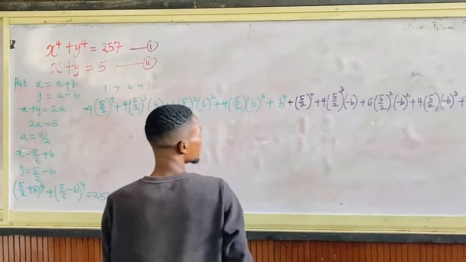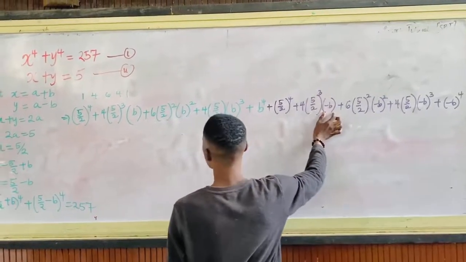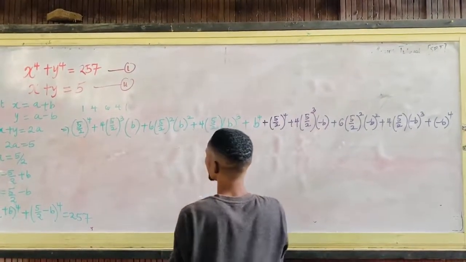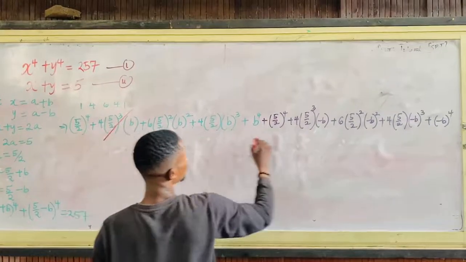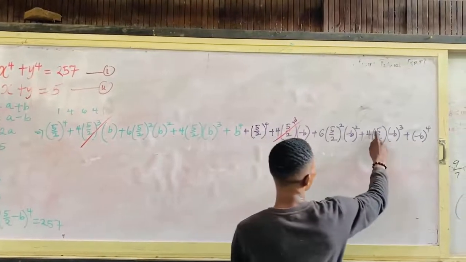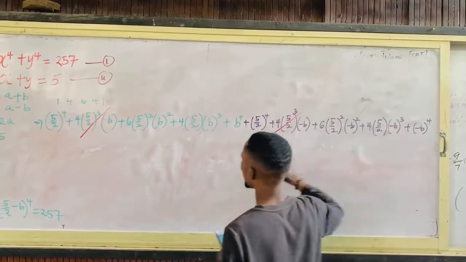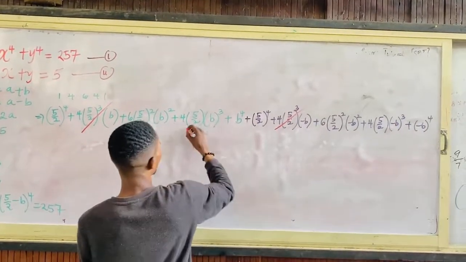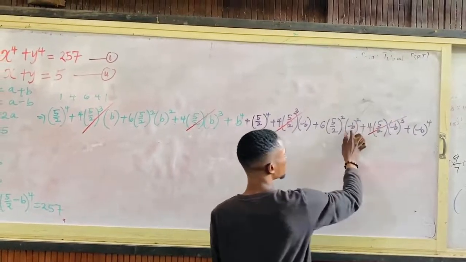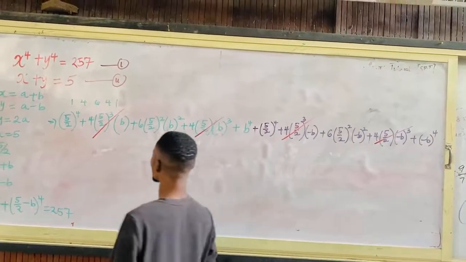Now this is 4 into bracket 5 over 2 raised to the power 3 and minus b, and here we have 4 into bracket 5 over 2 raised to the power 3 b. So this cancels out. Also we have 4 into bracket 5 over 2 times minus b raised to the power 3, and here there is b raised to the power 3. Cancel out. So this is minus b raised to the power 2, which is b raised to the power 2. And minus b raised to the power 4 is b raised to the power 4.